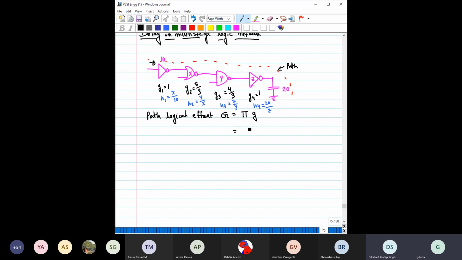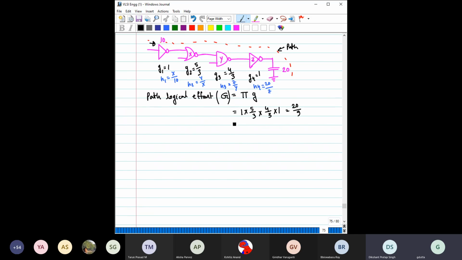Then we just multiply all these G's: 1 times 5 by 3 times 4 by 3 times 1, which is 20 by 9. This is the total path logical effort. Similarly, we have to find the path electrical effort.